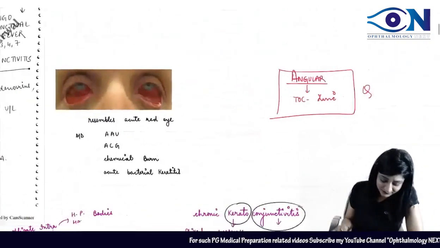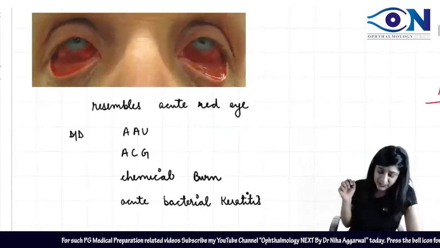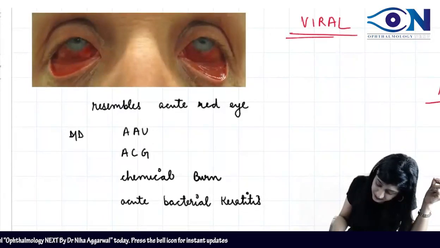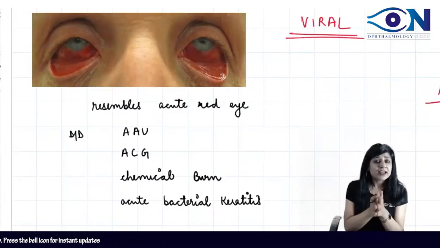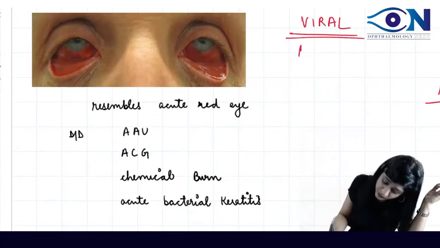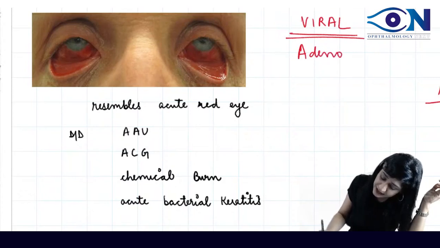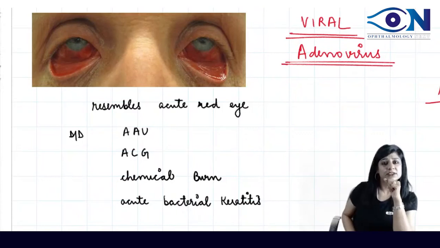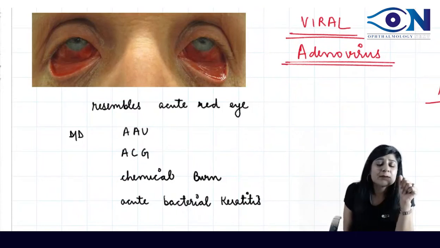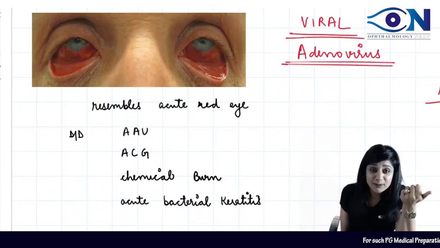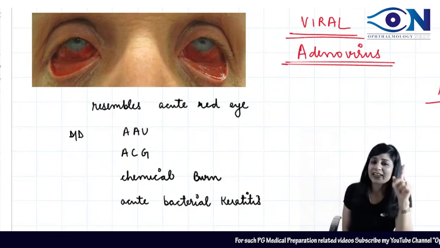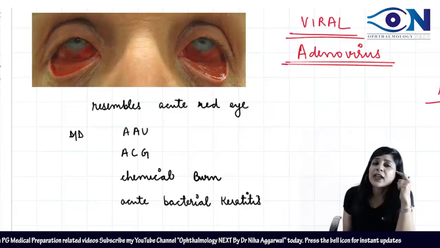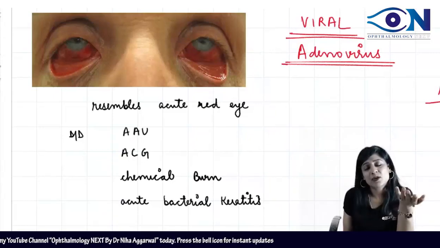Okay? Okay, now see this. So whenever I talk about the viral conjunctivitis, the first important virus that is in our mind is the adenovirus. Like in bacteria the hero is Staph aureus, who is the hero of viruses? It is the adenovirus. Now, what kind of conjunctivitis can be caused by the viruses?